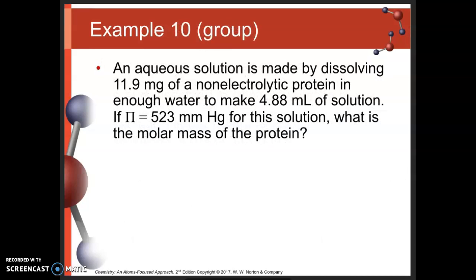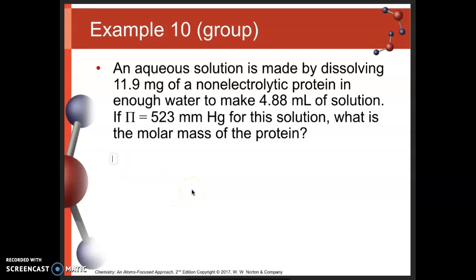An aqueous solution is made by dissolving 11.9 milligrams of a non-electrolytic protein in enough water to make 4.88 milliliters of solution. If osmotic pressure is 523 millimeters of mercury, what is the molar mass? Okay, same kind of problem, same setup. We're going to follow the exact same process.